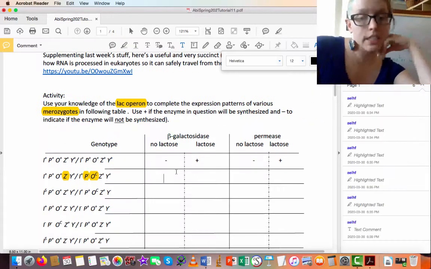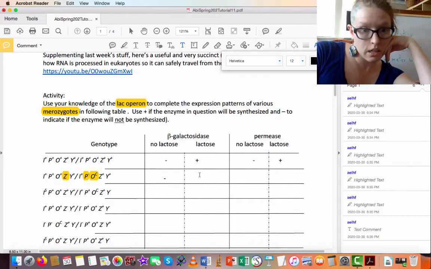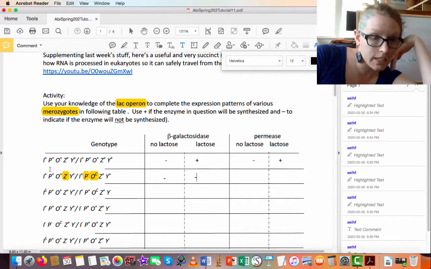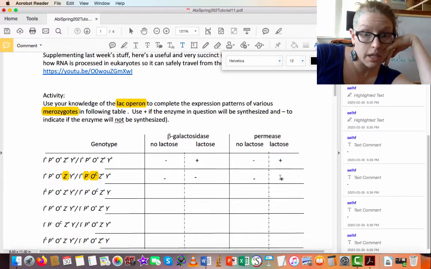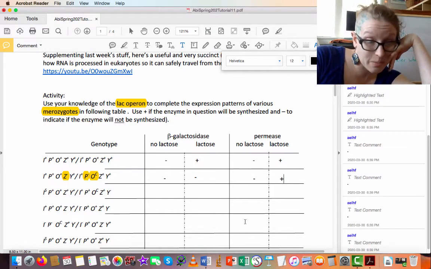So this is going to be a minus. This is going to be a minus because there's no Z, and this is Z. But our permease is going to be okay. It's going to do normally, minus and plus. So this is the system.